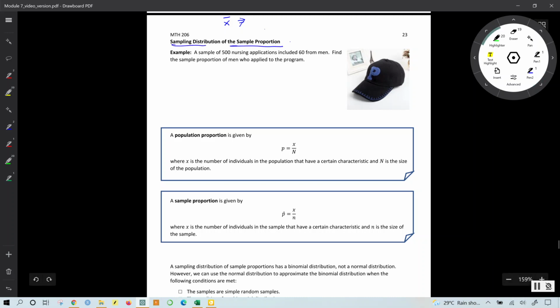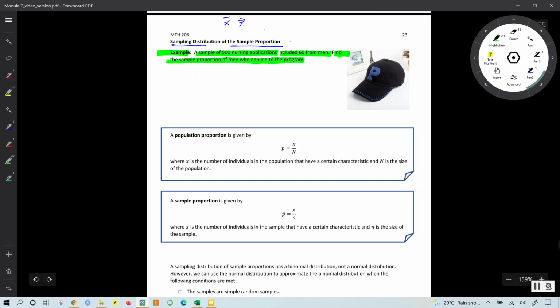Now we proceed to the sampling distribution of the sample proportion. To motivate this concept, let us consider this example. A sample of 500 nursing applications included 60 from men. We are to find the sample proportion of men who applied to the program.